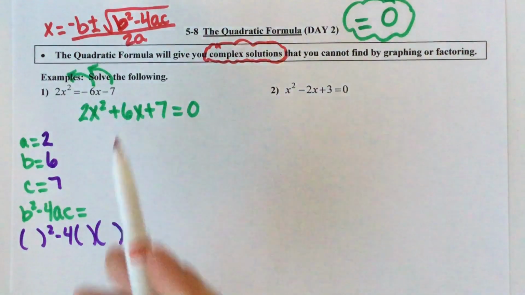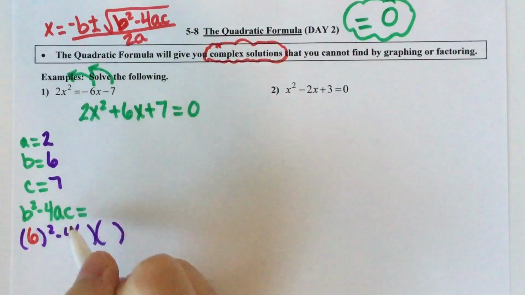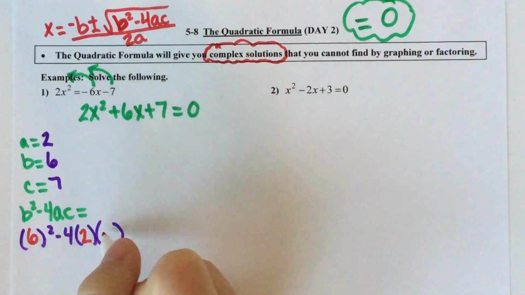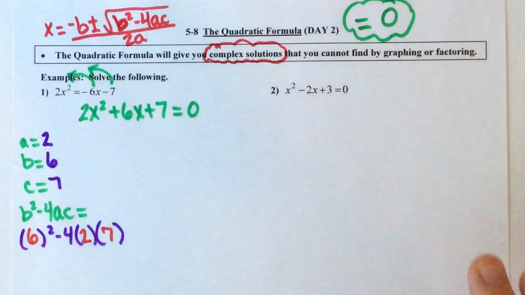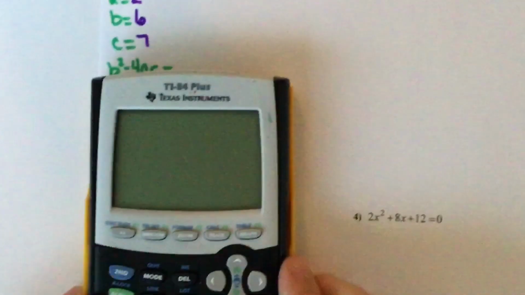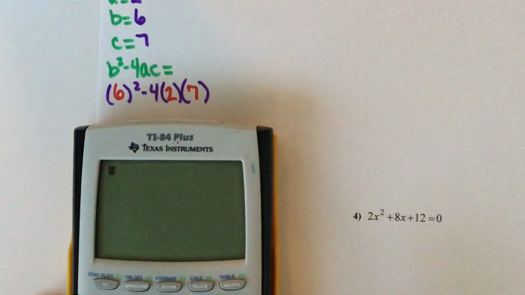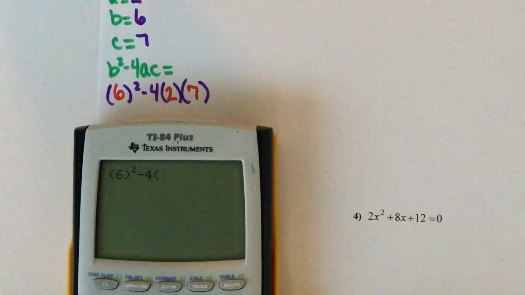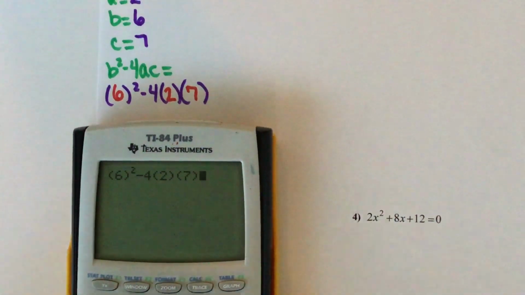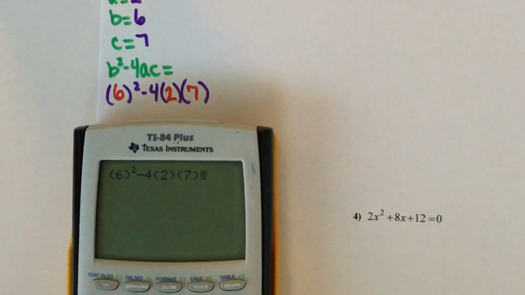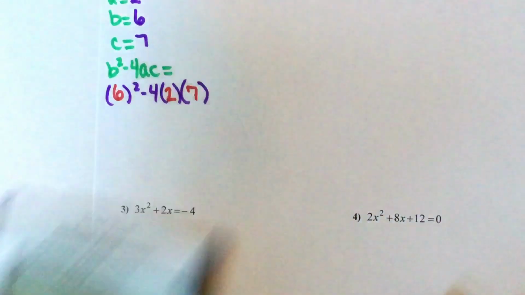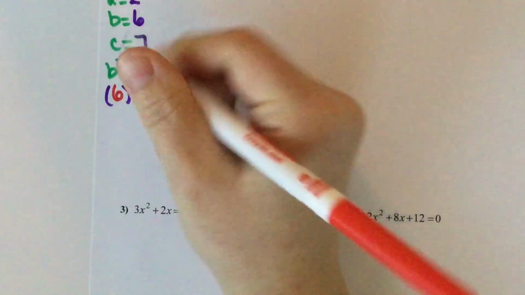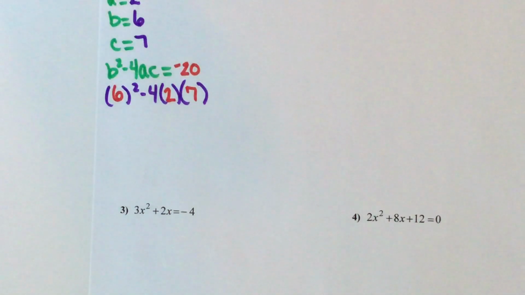All right, so I know that b is 6. I know that a is 2. And I know that c is 7. Okay, so time for the calculator. And I'm going to type that in. So we've got parenthesis, 6, close it, square it, minus 4, parenthesis, 2, close it, parenthesis, 7, close it. So 6 squared minus 4 times 2 times 7. And that makes negative 20. Okay, so that is our discriminant. That's what that's called, that b squared minus 4ac.